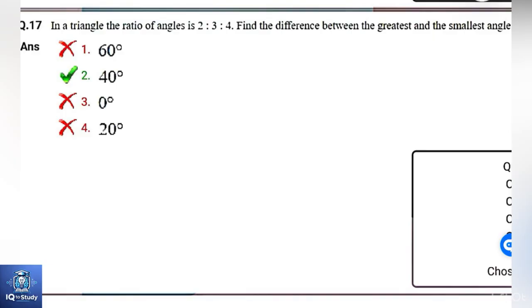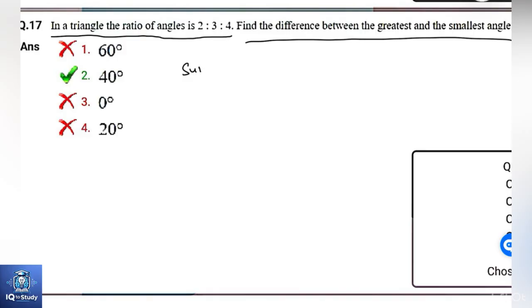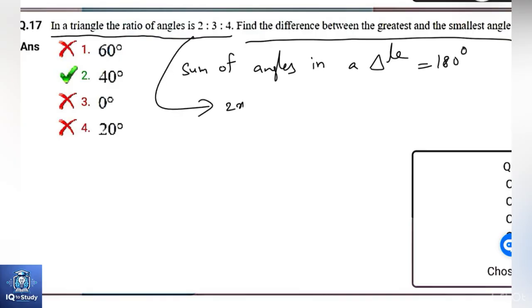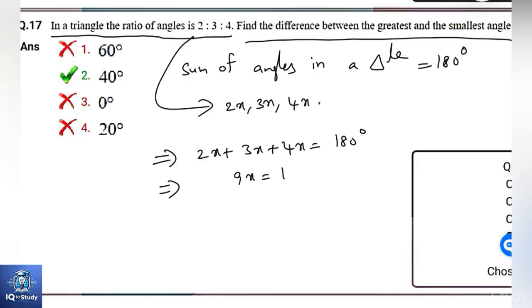In a triangle, the ratio of angles is 2:3:4. Find the difference between the greatest and smallest angle. We know that sum of angles in a triangle is 180 degrees. Let the given angles be 2x, 3x and 4x, which implies 2x plus 3x plus 4x is equal to 180 degrees, which means 9x is 180 degrees and x is equal to 20 degrees.